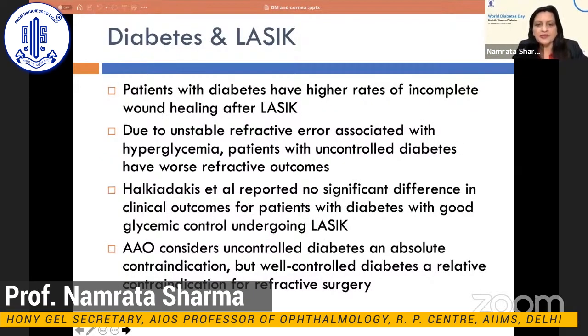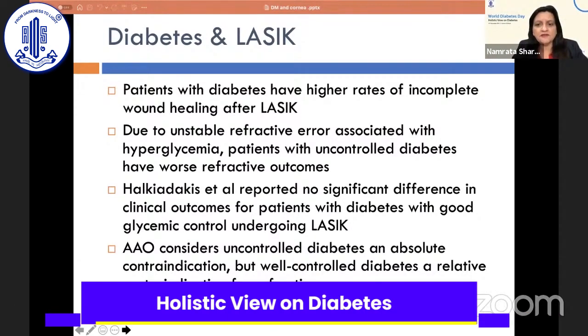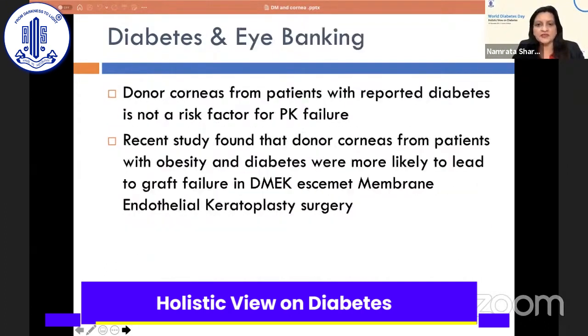Now, when you look at diabetes and refractive surgery, patients with diabetes have higher rates of incomplete wound healing after LASIK. And this occurs mainly, in one study, because of the unstable refractive error, which was associated with hyperglycemia. Patients with uncontrolled diabetes did have worse refractive outcomes. And again, if you look at the AAO guidelines, it says that uncontrolled diabetes is an absolute contraindication, but well-controlled diabetes is a relative contraindication for refractive surgery.